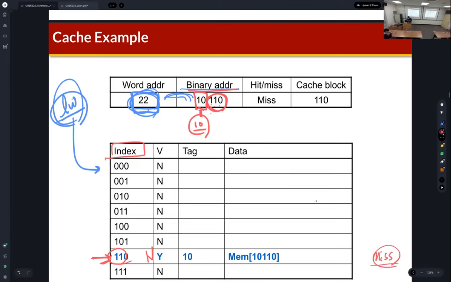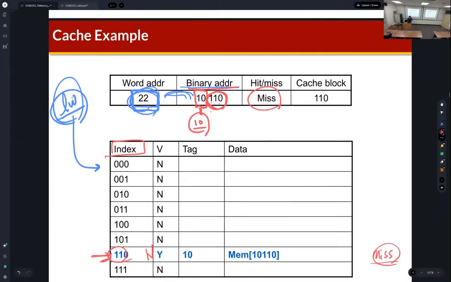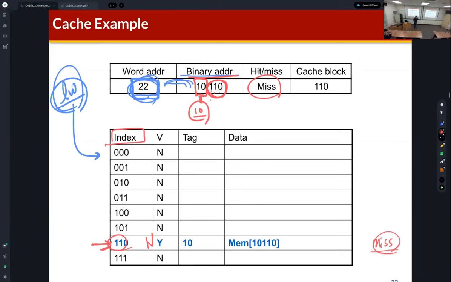The cache is accessible, but the requested data is not found. So this is a miss, and since the data is not found, the data is delivered from the main memory. Then this delivered data is also stored in the cache. The tag becomes 10, and it becomes valid. Now the cache has valid data at index 110, the data of memory address 10110.